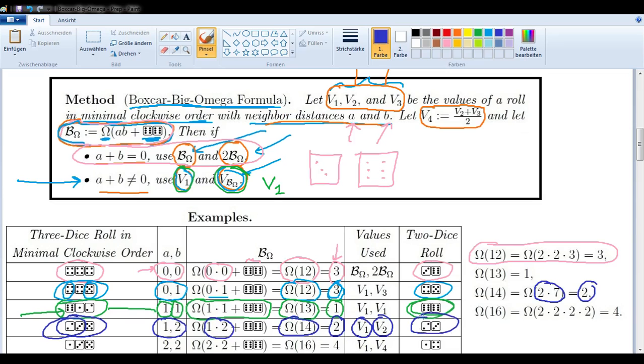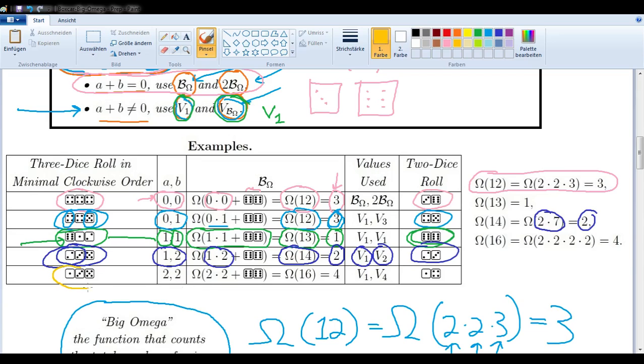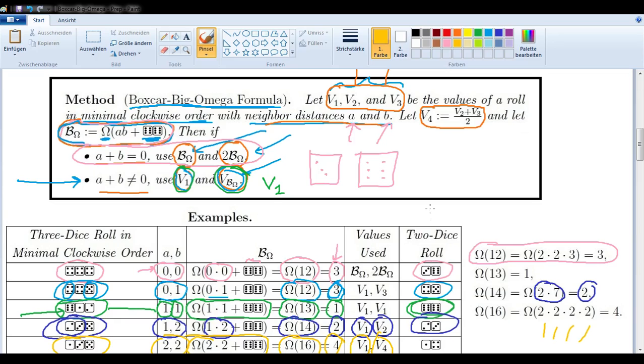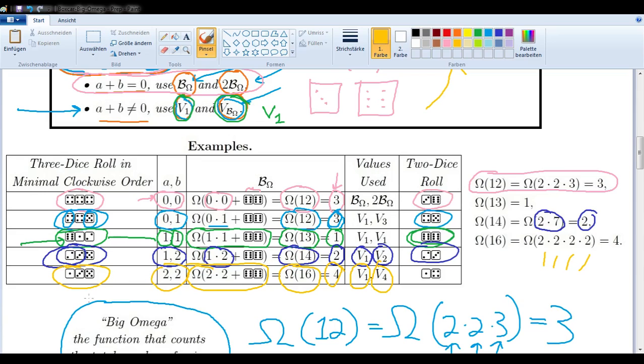We'll do one last example. Here we have 1, 3, and 5, neighbor distances 2 and 2. Sub that in. We are looking, in other words, for big omega of 16. 16 has 4 prime factors. Our index is 4, so we use value 1 and value 4. And remember we said before, value 4 is just the average of values 2 and 3. So the average of 3 and 5 is 4, so that's 1 and 4.